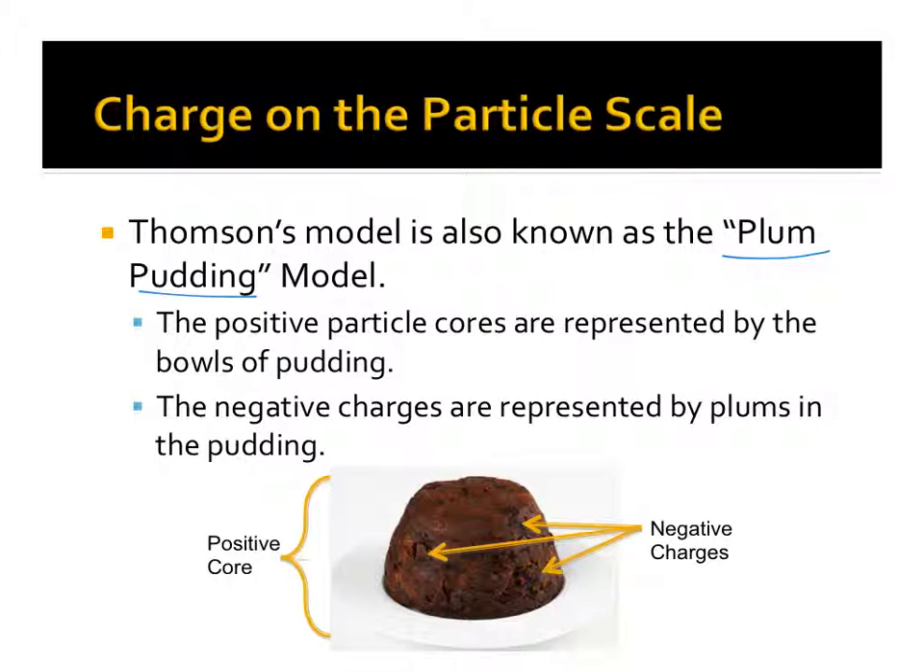So he said that the positive core was the dough. Okay, so that was kind of the bread or the pudding area of it. And then the negative pieces were the plums. So these big chunks of fruit were the negative charges that could be moved all around.